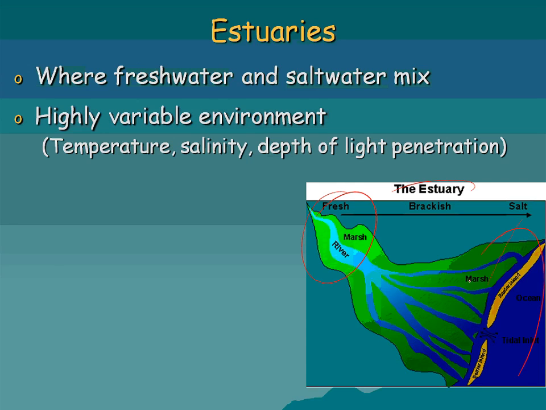variable, both in their temperature, their salinity, and how deep light can penetrate, because if you have water that's basically deeper, the light can't go down as far. And these things, the temperature and the salinity, depend on the time of year.